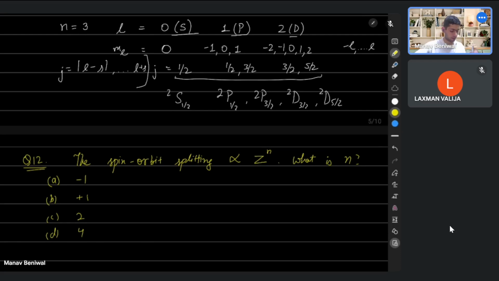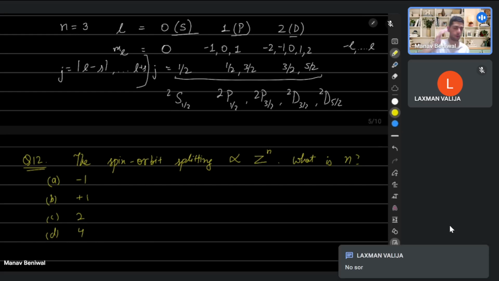So here Z is the atomic number. Z is 1 for hydrogen, and then as we go down in the periodic table, Z keeps increasing. Correct? So what we are asked is, how does this spin orbit splitting depend on Z? Do you know the answer to this one? No. Okay, so then let's solve it.